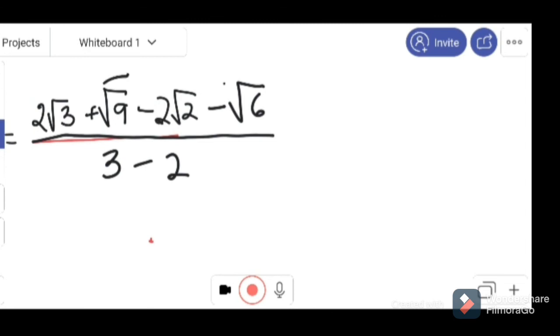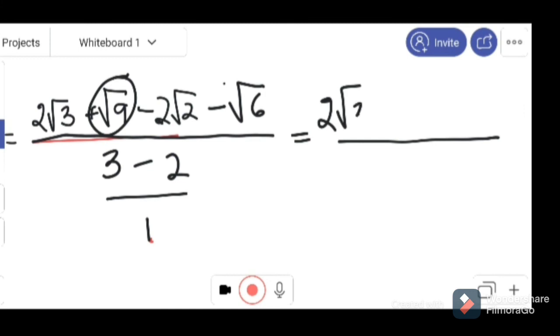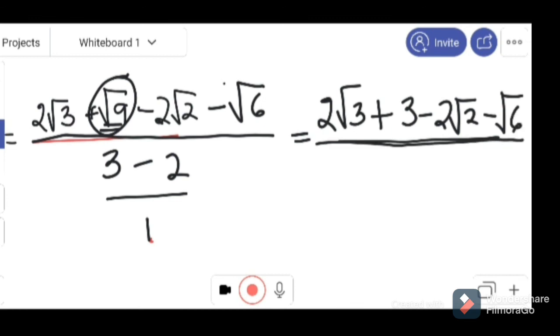So first we have this square root of 9 is 3. So this is equal to 1. So there's no more new denominator since it is already over 1. Now we have the numerator, 2 square root of 3 plus square root of 9 is 3 minus 2 square root of 2 minus the square root of 6. This is our final answer.